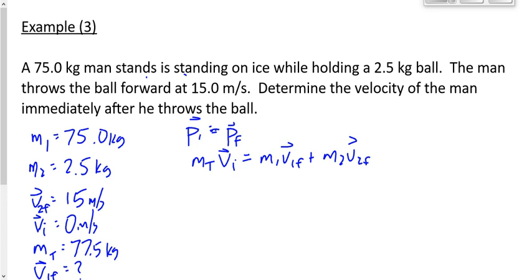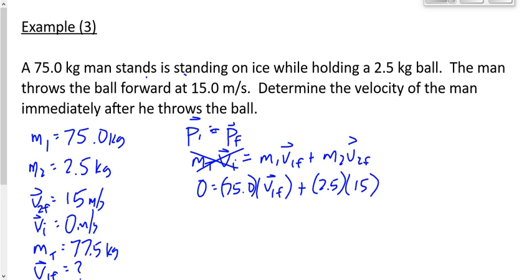MT is, Matthew, I think I said that it was 77.5. What's VI? 0. Like I could have just written down 0 right there if I had wanted to, instead of writing it on that term. 0 is equal to M1, 75.0, times V1F, that's what we're looking for, plus M2, which is 2.5, times V2F, which is 15.